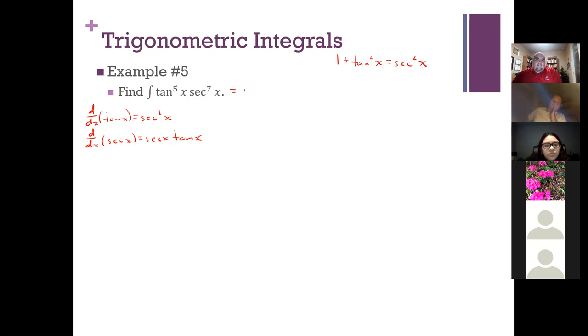Because of that, I'm going to go ahead and factor one of each out. So I'm going to change this integral to tangent to the fourth of x times secant to the sixth of x times secant x tangent x dx.